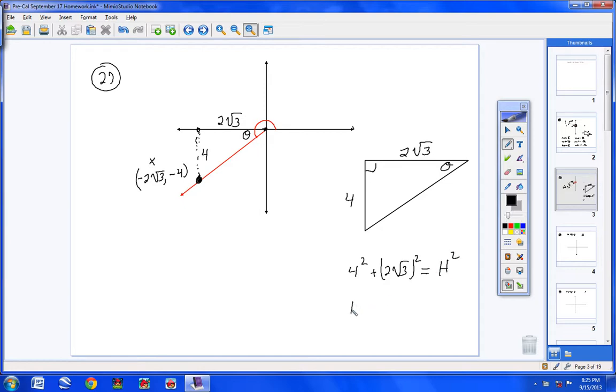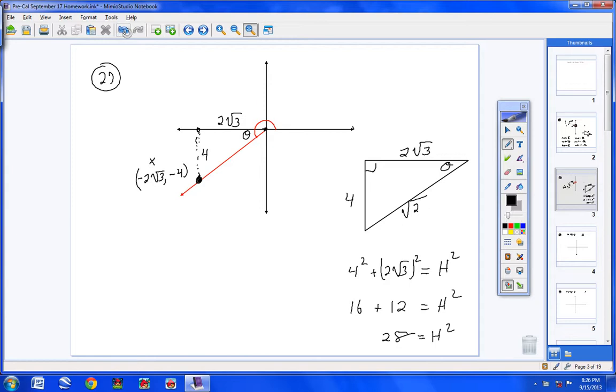Well, 4 squared is 16. And if you type this into your calculator, students, 2 square root of 3 times 2 square root of 3, you should get 12, I believe. 4 square root of 9, yes, you'll get 12 equals h squared. Add these together, you would get 28 equals h squared. So the square root of 28 would be what we're looking at.